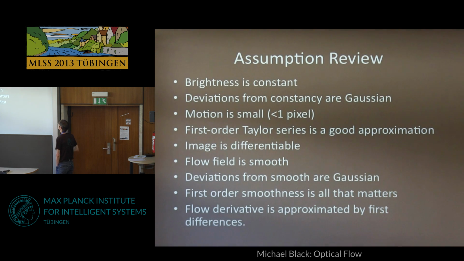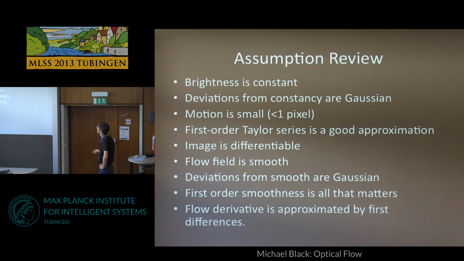But it turns out what people weren't doing was looking at all of the assumptions and the implementation details. So here are our assumptions, the big ones. Brightness is constant. Deviations from constancy are Gaussian. Motions are small, i.e. less than 1 pixel. Horn and Schunck assumed that also. First order Taylor is a good approximation. The image is differentiable. The flow field is smooth. Deviations from smooth are Gaussian. First order smoothness is all that matters. Flow derivatives are approximated by first differences.